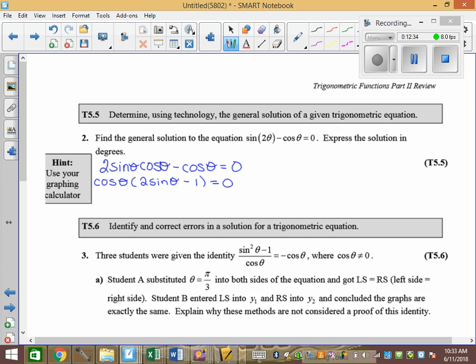And then we just solve for them, right? So we get cos theta equals 0 and 2 sine theta minus 1 equals 0. So sine theta would equal what? 1/2. So we're going to find the answers to those and then state the general solution to each of them, right? So cos theta equals 0.